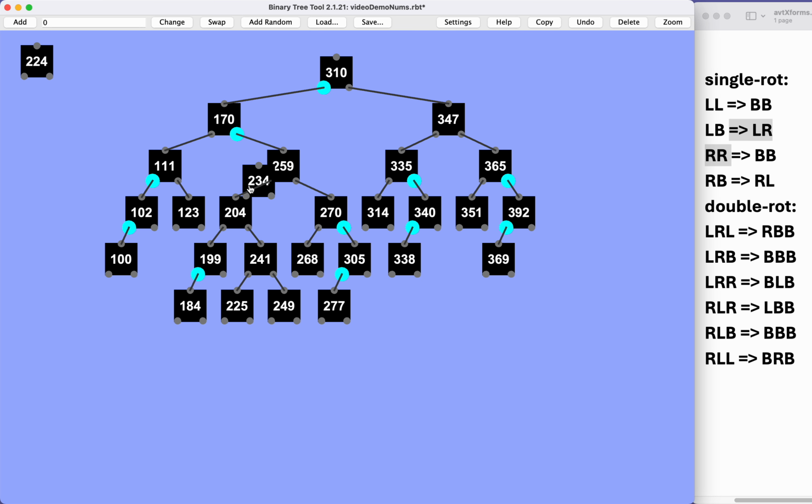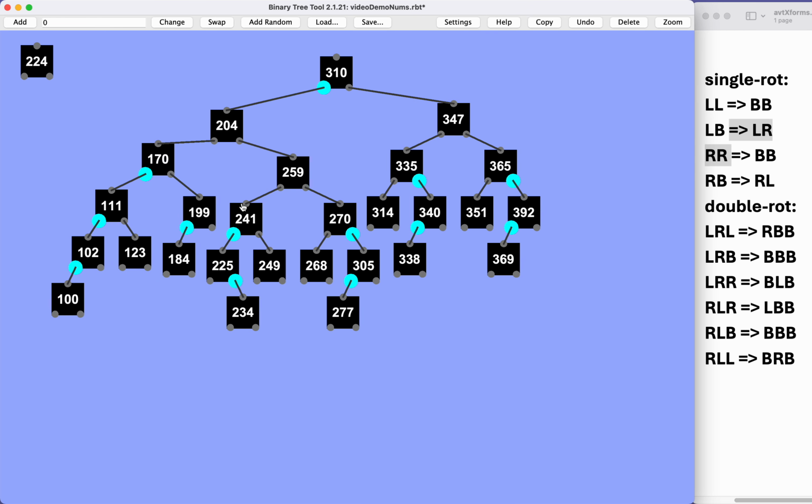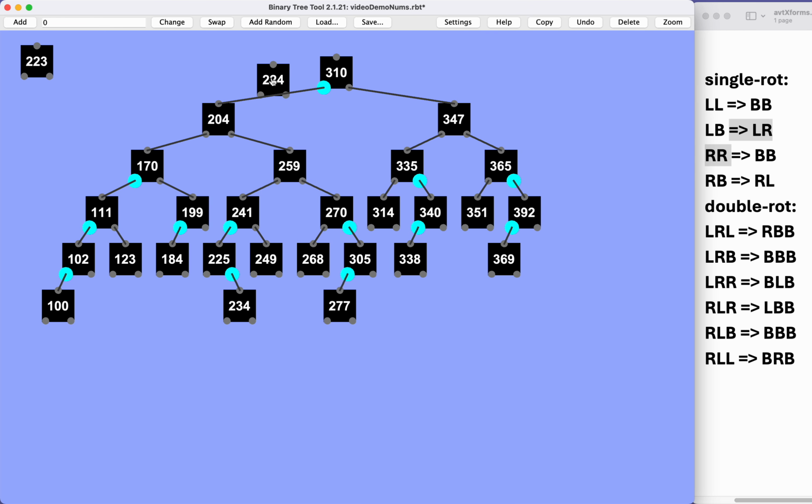234 comes down right to there. And I propagate the height increase up quite a ways, but I finally get to the 170, already right leaning. This is right, left. That ends up becoming left, balanced, and a double rotation. 224 ends up becoming the left child of the 225. So I just need to make the 225 balanced now.